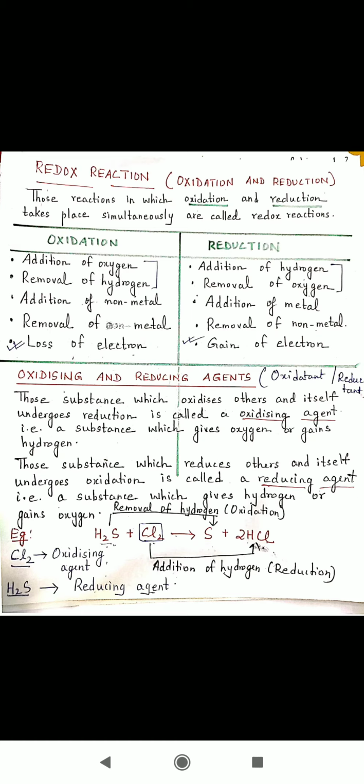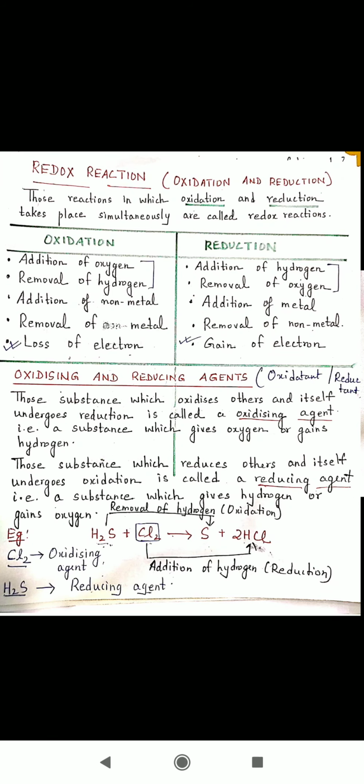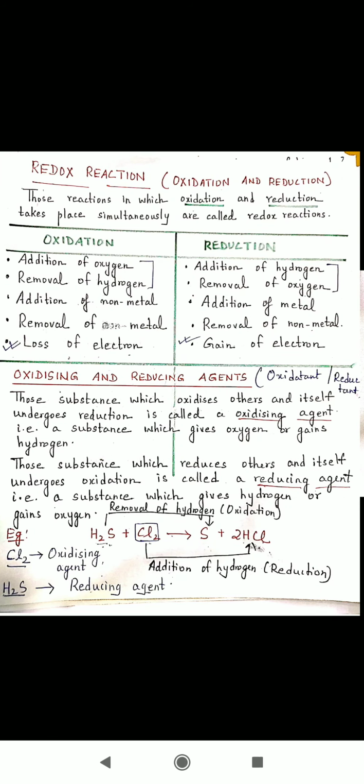Even addition of non-metal to any substance is an example of oxidation, or addition of metal is reduction, or removal of metal is oxidation, or removal of non-metal is reduction. Nowadays, the latest concept which we can apply in all redox reactions is that oxidation is loss of electron and reduction is gain of electron. This you will study in higher classes. So we'll focus on the first two concepts, that is the classical concept.